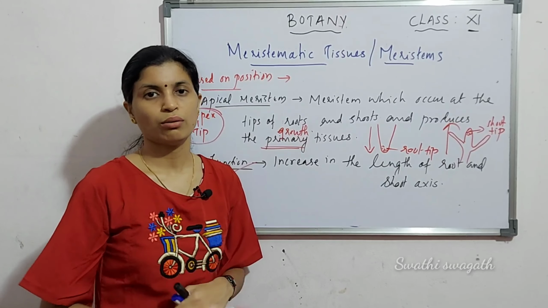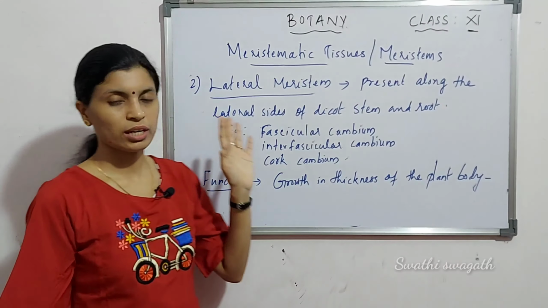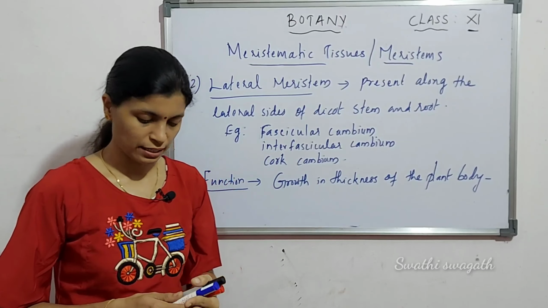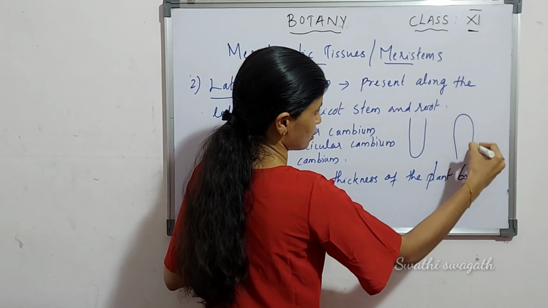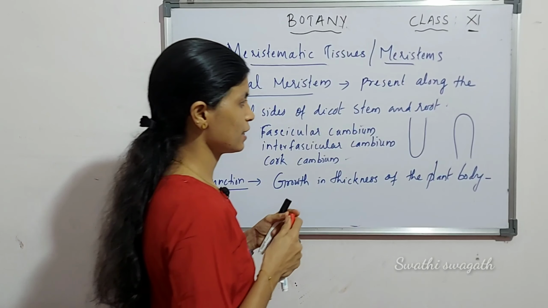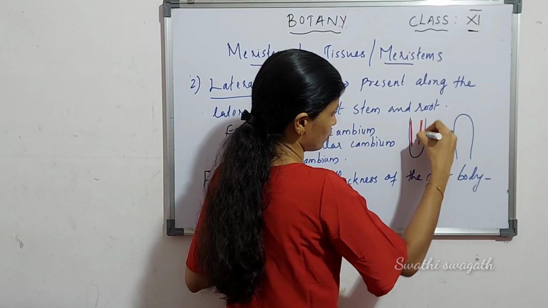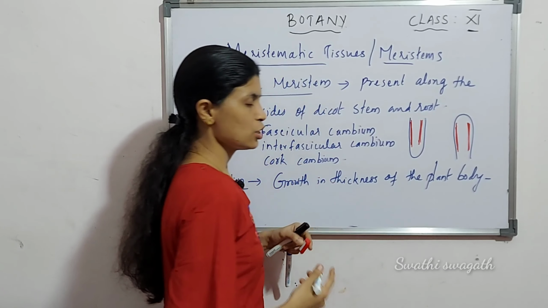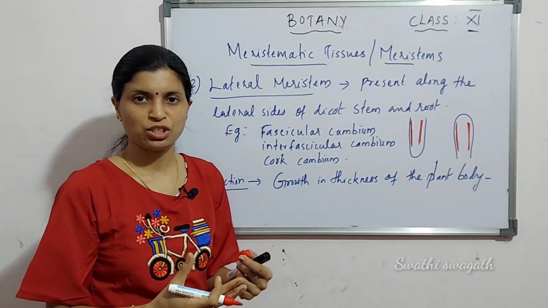So next go to our second type, that is lateral meristem. As the name indicates, they are present along the lateral sides of dicot stem and root. So if this is the root and this is the shoot, this lateral meristem is present along the lateral side. This is the lateral side, this side and this one. Here also they are present in these two lateral sides. So they are called the lateral meristem, and from these lateral sides they start division and produce new tissue.